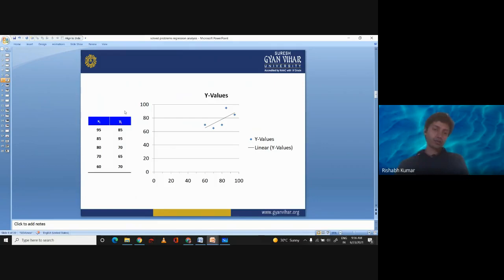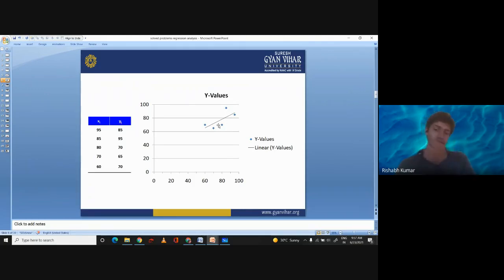If I try to draw this data on a graph, this is how its scatter plot is going to be. One student having 60 marks in the aptitude test has 70 marks in the statistics test. Another student having 70 marks in the aptitude test has 65 marks in the statistics test. So by plotting we get this scatter plot.